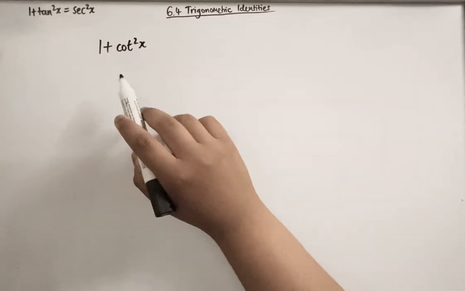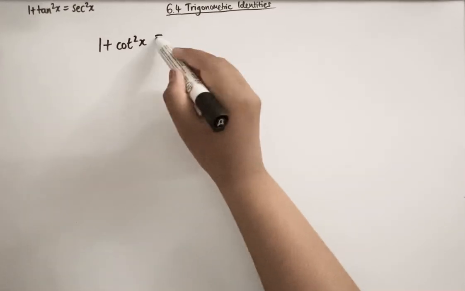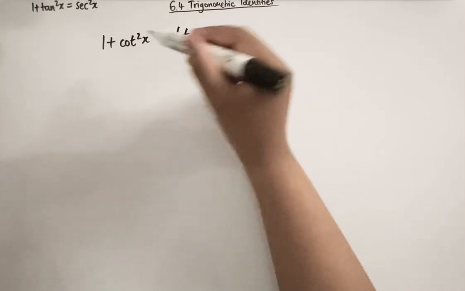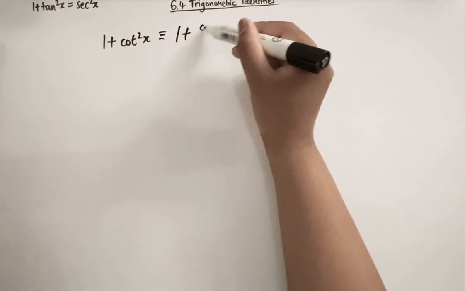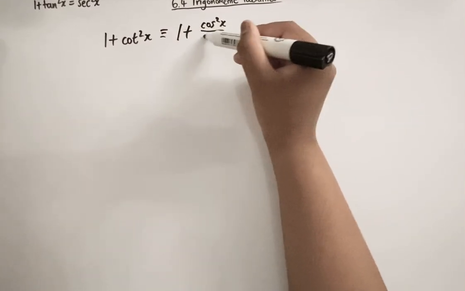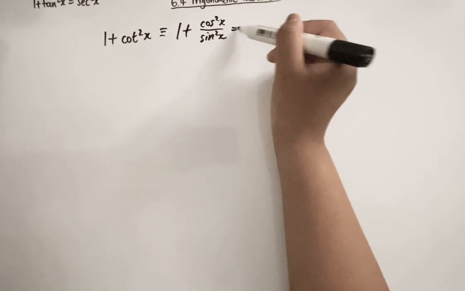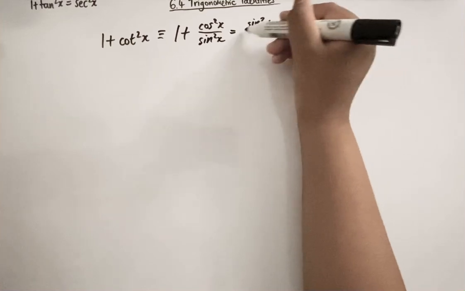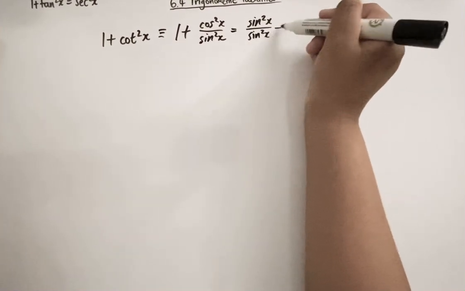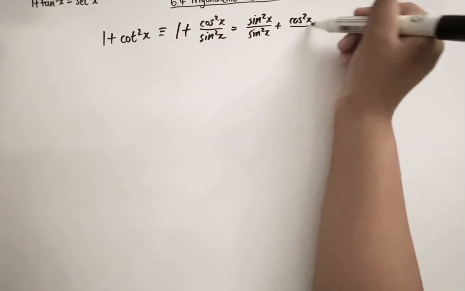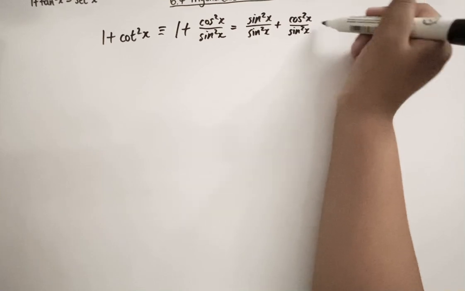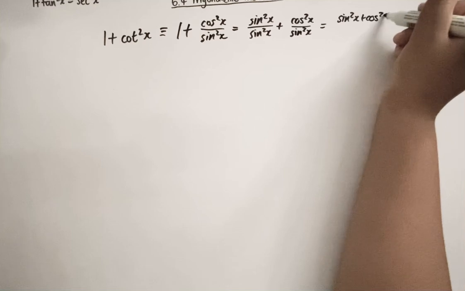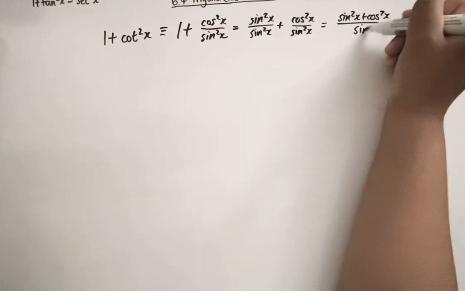This time let's start with the expression 1 plus cot squared x, where cot is 1 over tan. We can rewrite this as 1 plus, because tan is sine over cos, this is going to be cos over sine. So it's cos squared x over sine squared x. And now let's make a common denominator of sine squared x. So we get sine squared x over sine squared x plus cos squared x over sine squared x. And let's simplify, we get sine squared x plus cos squared x like before, this time over sine squared x.